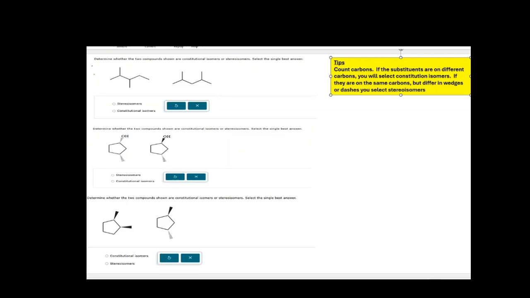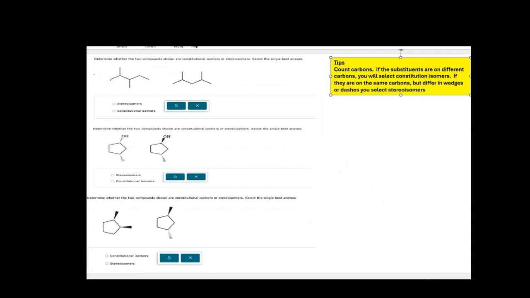Next up, I'm going to show you how to solve the ALEKS problem, identifying stereoisomers and constitutional isomers. The tips for this one are fairly simple. Just count your carbons. If the substituents are on different carbons, you will select constitutional isomers. If they are on the same carbon but differ in wedges or dashes, you will select the stereoisomers. And we can walk through these examples real quick.